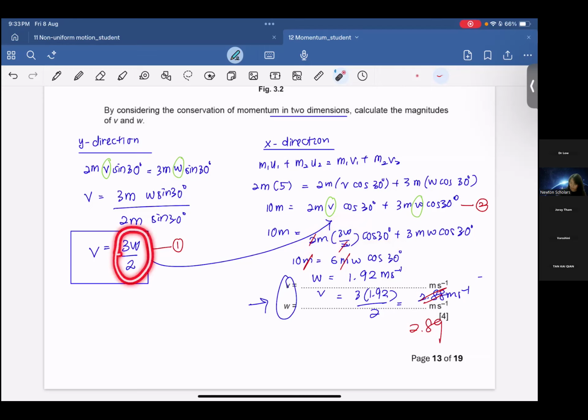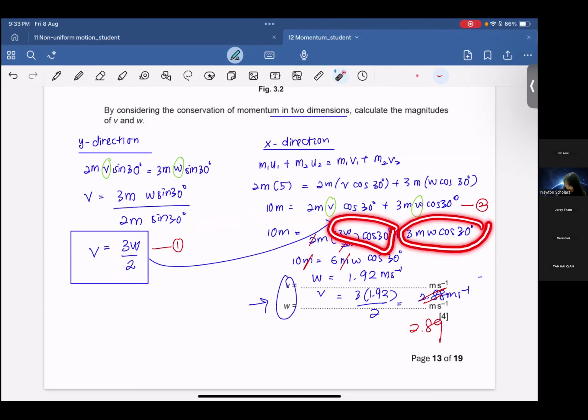Here, this one, I substitute in here: 3W over 2. So here is 3W cos 30 plus 3W cos 30. Here, M, 3MW cos 30.